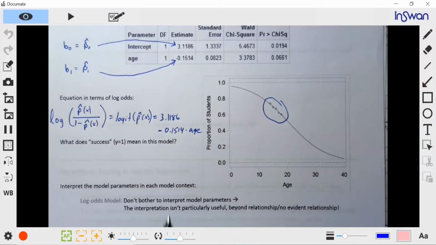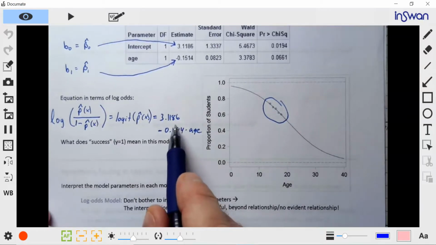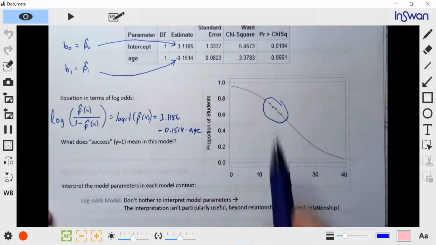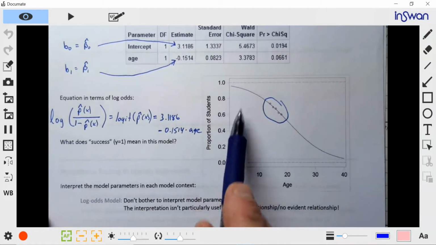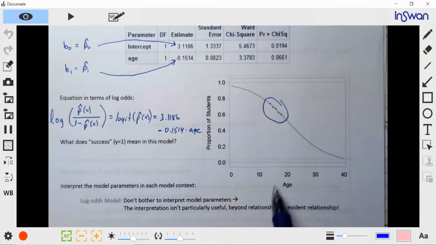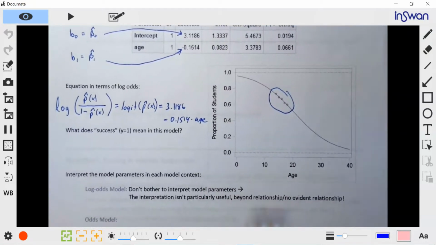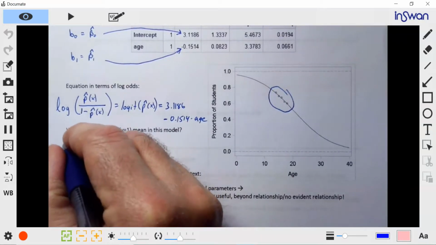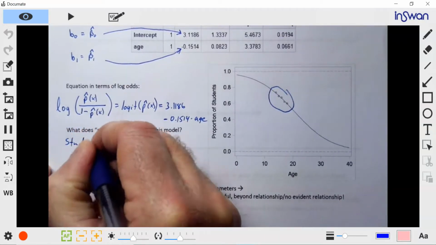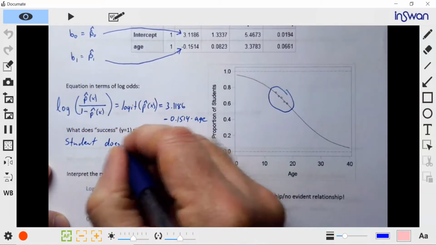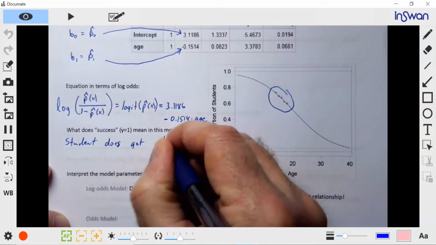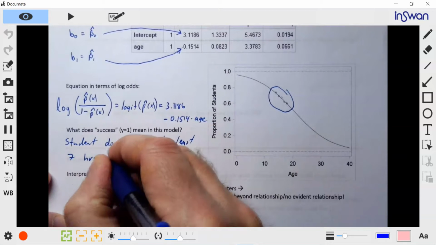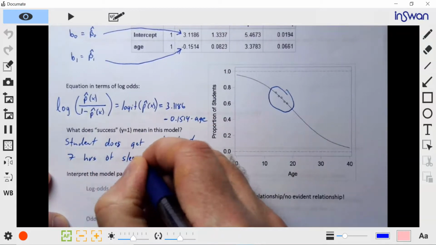Now, note that the slope on age is negative, which is what we're seeing here. We have a negative S-curve as age increases. So what does success, y equals 1, mean in this model? Remember what y equals 1 means. It means the student does get, or at least says they get, at least 7 hours of sleep on average.